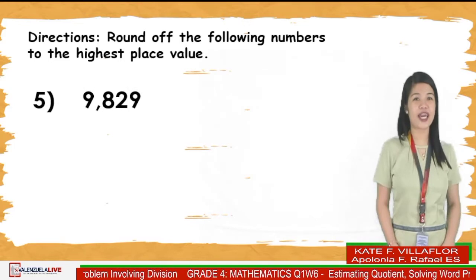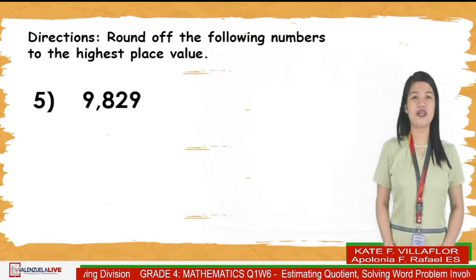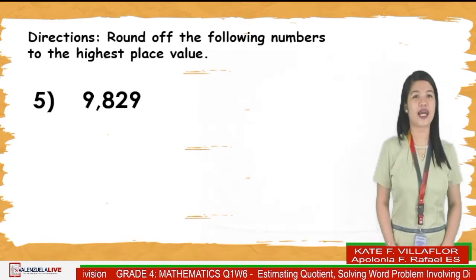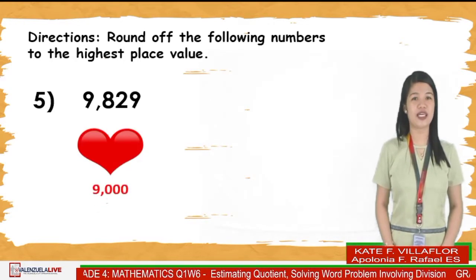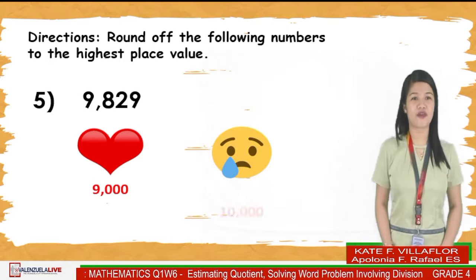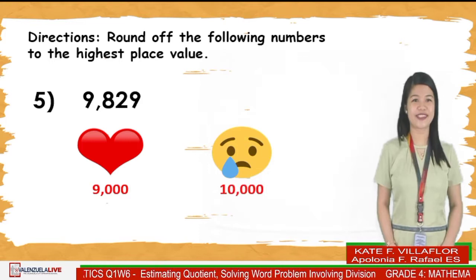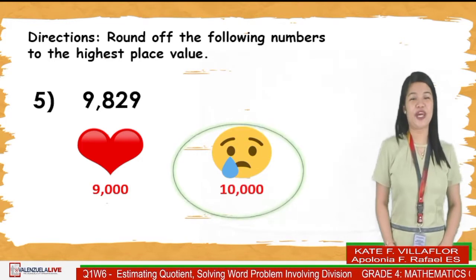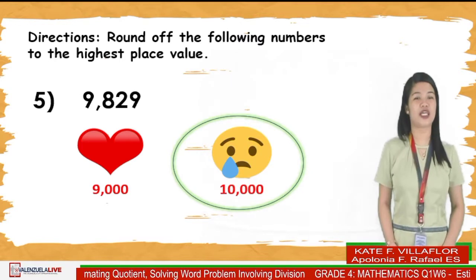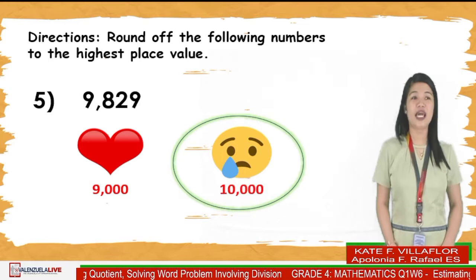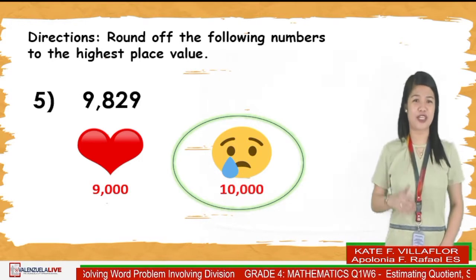For number 5, what is the answer if you round off 9,829 to the highest place value? For the heart emoji, we have 9,000. And for the sad emoji, we have 10,000. The answer. Very good, grade 4 pupils. The answer is sad emoji. If you round off 9,829 to the highest place value, the answer is 10,000. Great job, grade 4 pupils.